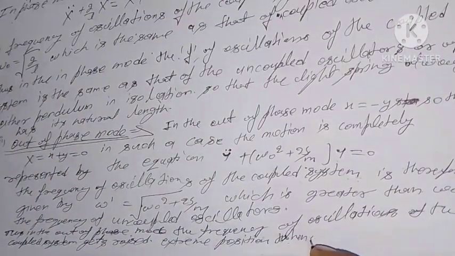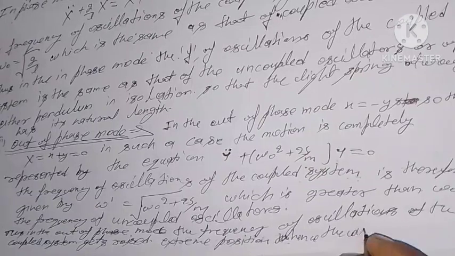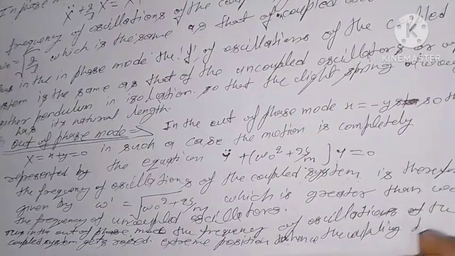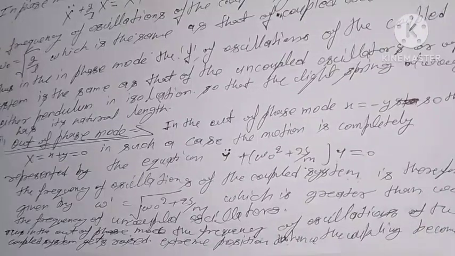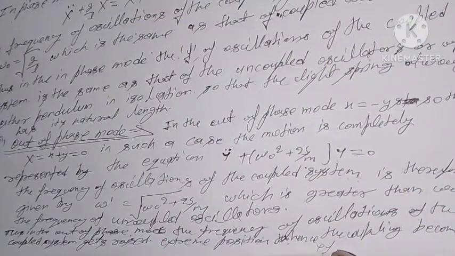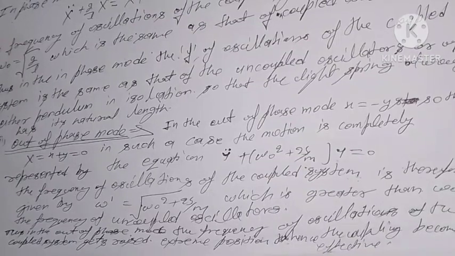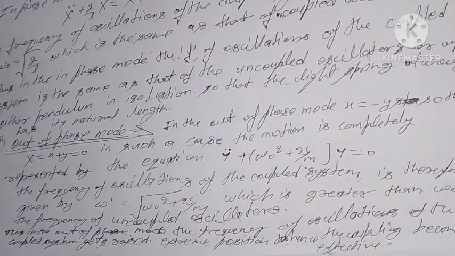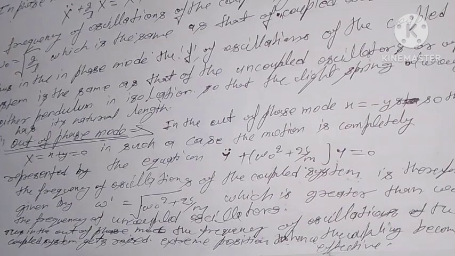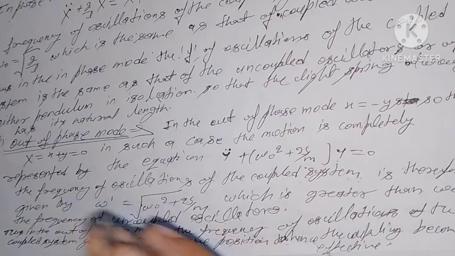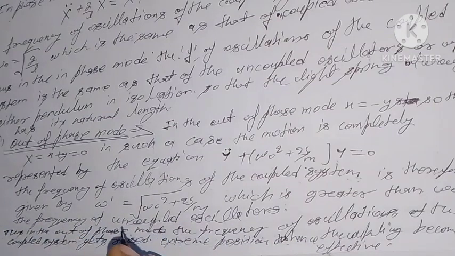Thus, in the out of phase mode, the frequency of oscillations of the coupled system gets raised. This is due to the fact that the two pendulums are always out of phase, either in the extended or in the compressed extreme position, and hence the coupling becomes effective.